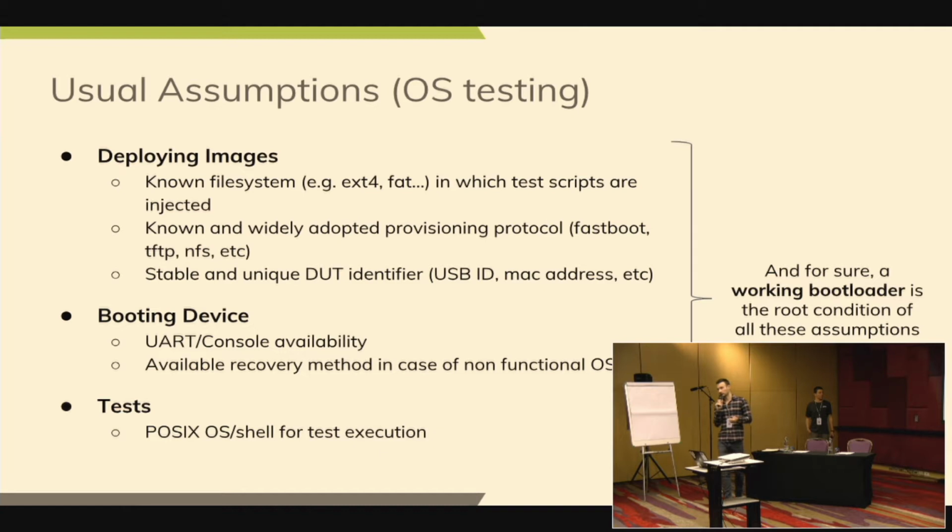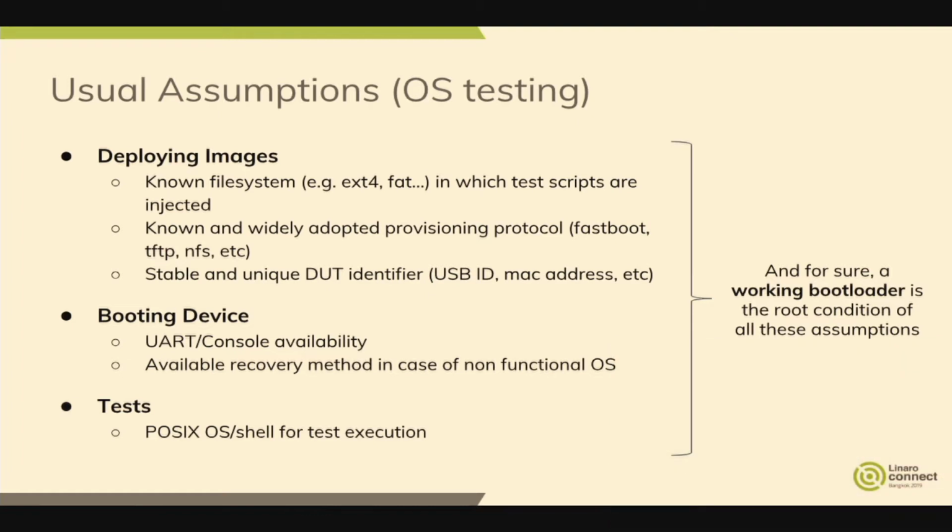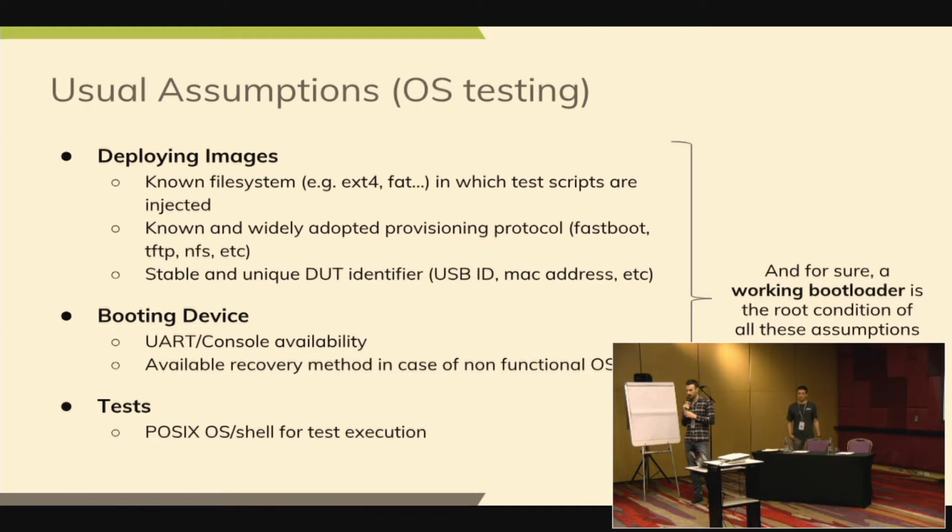We also need a way to provision the device. This can be fastboot for an Android device, for example. For network booting, this can be TFTP and NFS. And for each device, we need a stable and unique identifier, because when you have a lab with several devices, you need to know how to communicate with these specific devices, and so have a unique ID. And you don't want to interfere with the other devices when you test one.